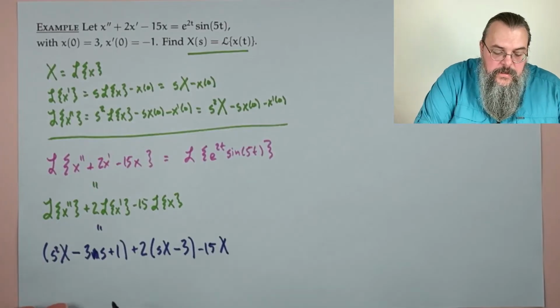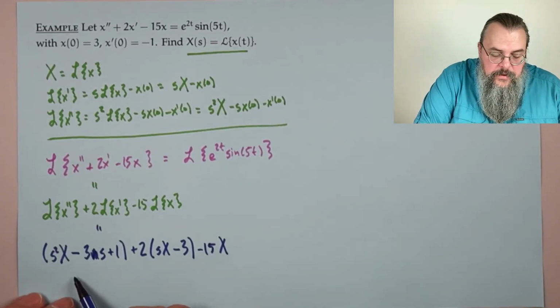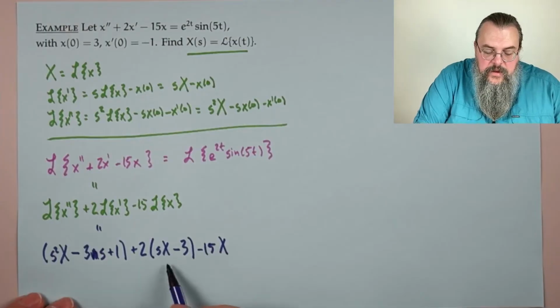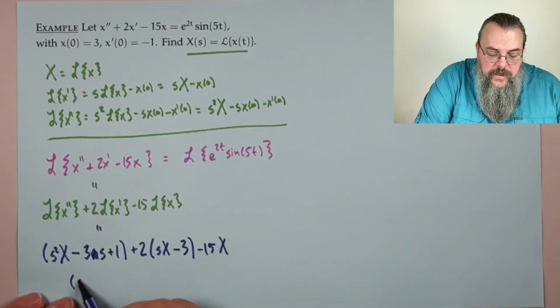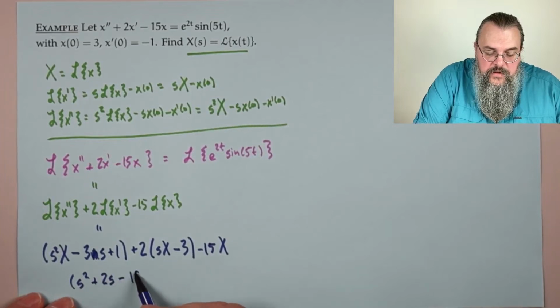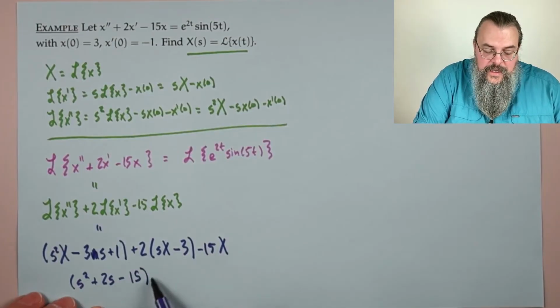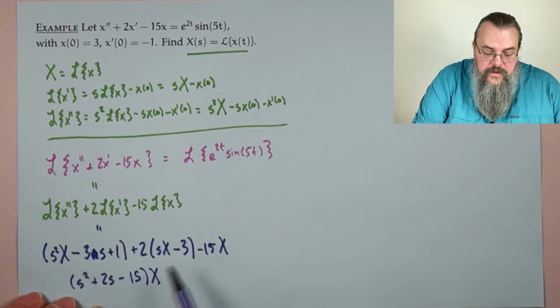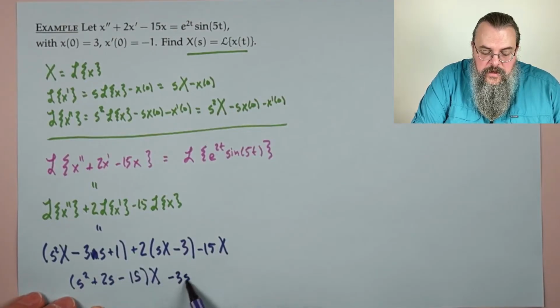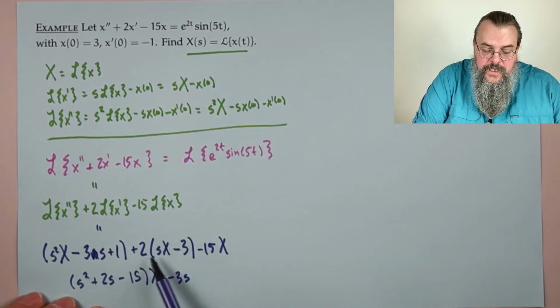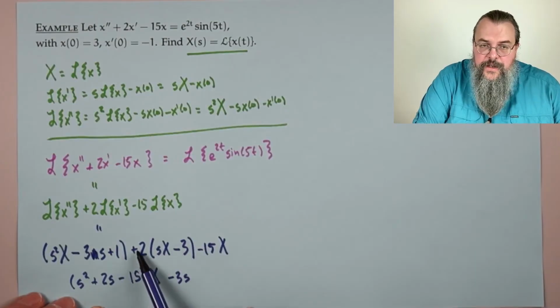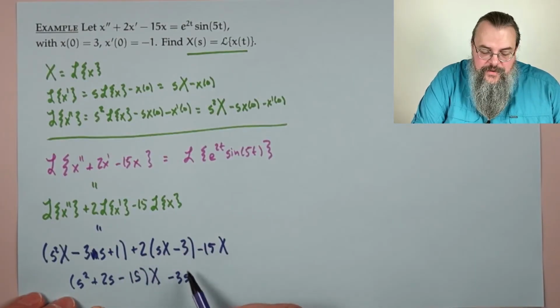So, what do we have? We can gather the terms with X. Then we have s squared plus 2s minus 15, times capital X. And, okay, we have a minus 3s. And here's a plus 1 minus 6, right? 1 subtract 6 is minus 5.